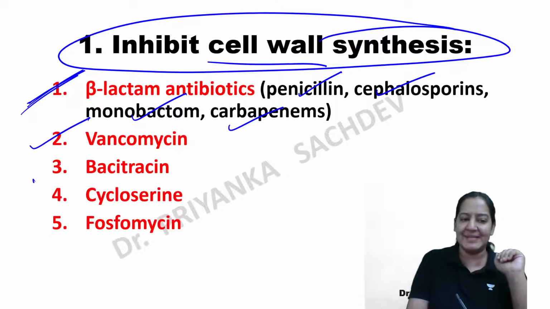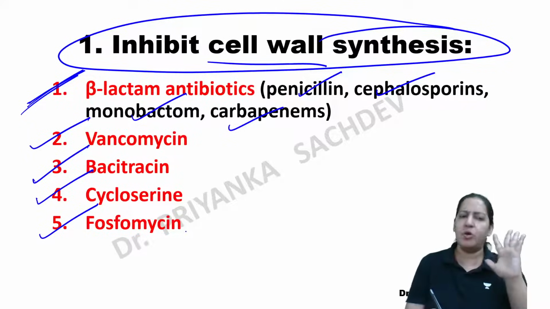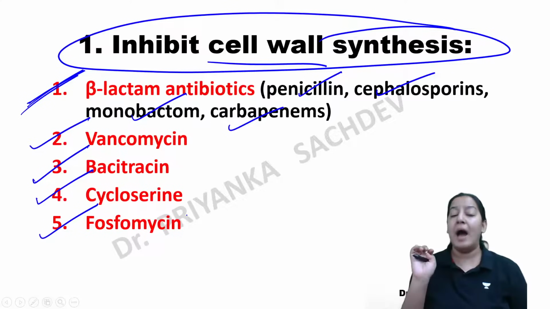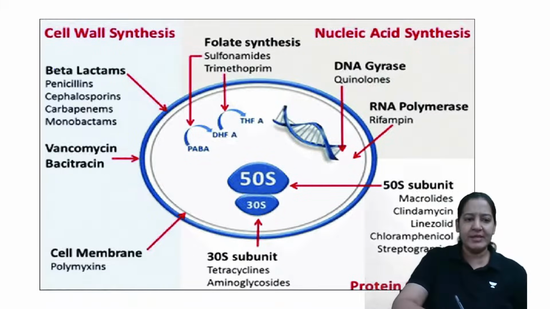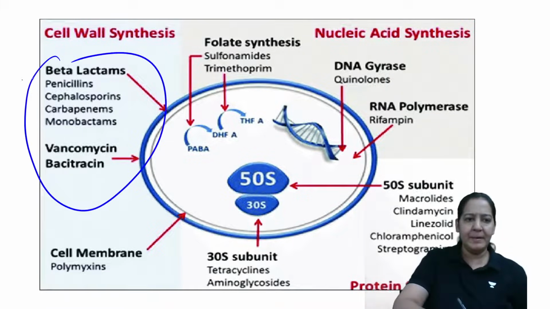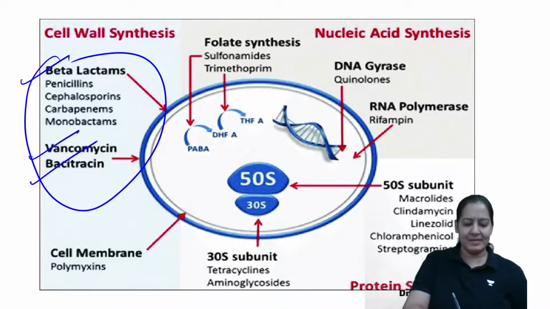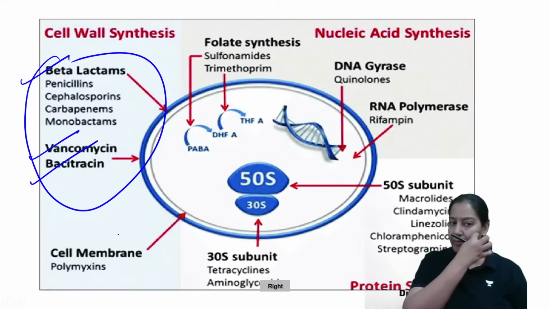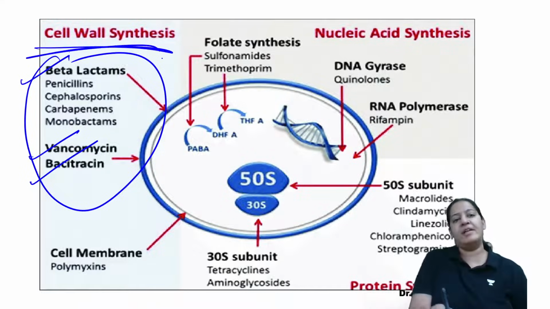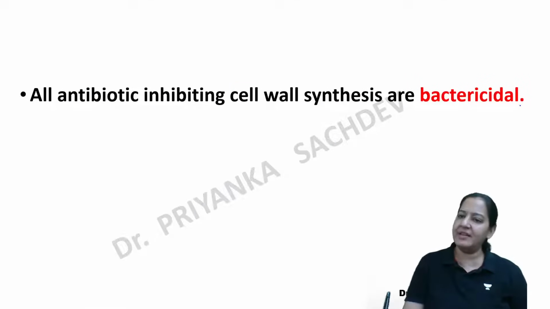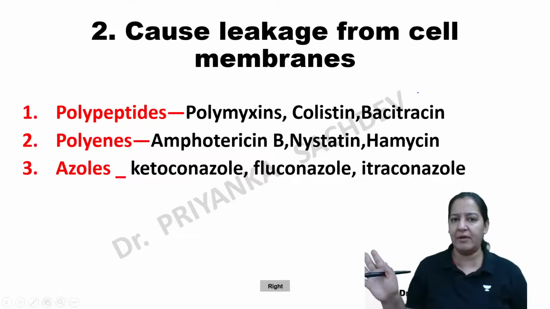After that, vancomycin, bacitracin, cycloserine, and fosfomycin. These are also, but not very important. These are the 5 antibiotics, you can say. They inhibit cell wall synthesis in the bacteria. You can see all the names are written here. So all the beta lactams, vancomycin, bacitracin, cycloserine, and fosfomycin are inhibiting the cell wall in the bacteria. That's why they kill the bacteria, and these all are bactericidal. They kill the bacteria, right?